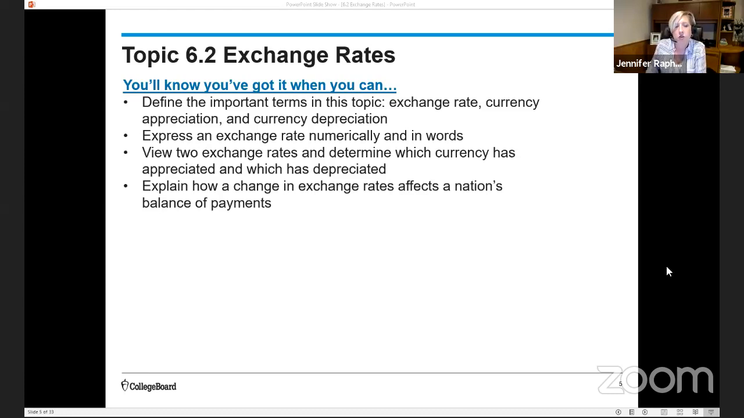You also want to make sure you can express an exchange rate both numerically and in words. That's where we're going to spend the bulk of our time tonight, because if you can do that, you've got the rest of this topic and a lot of this unit in really good shape.